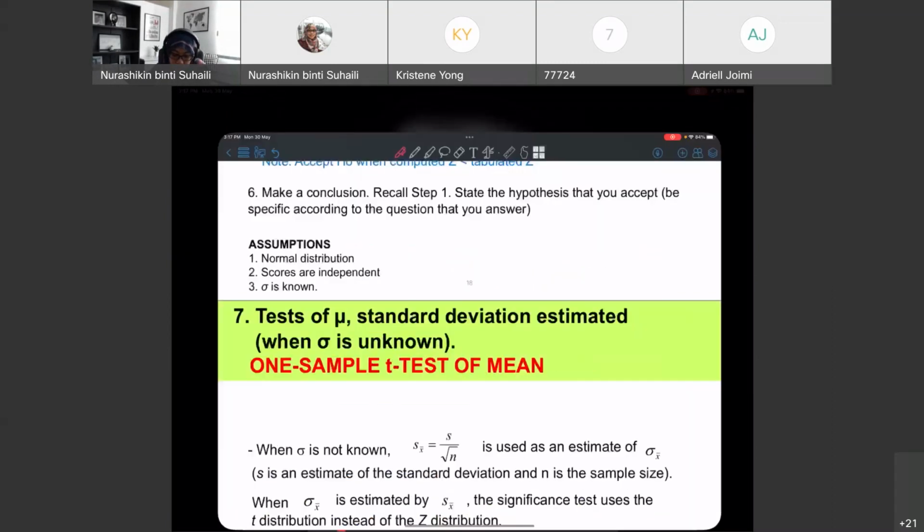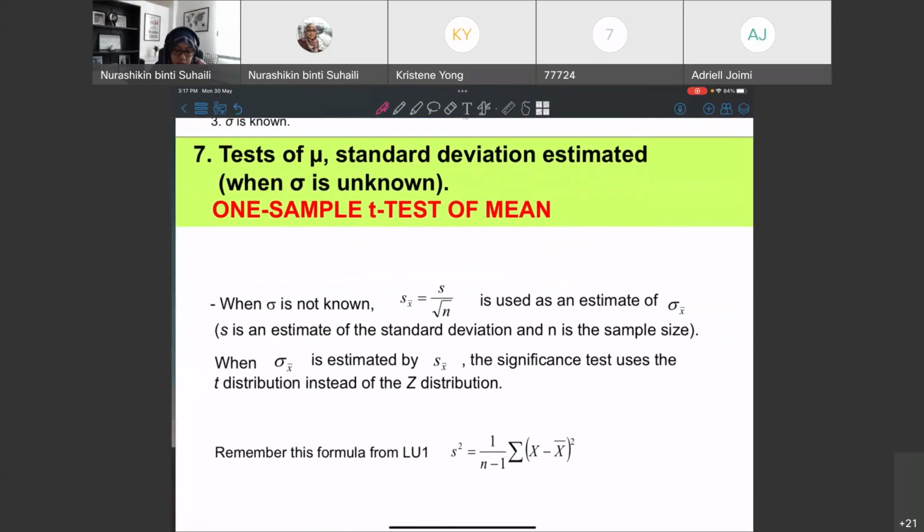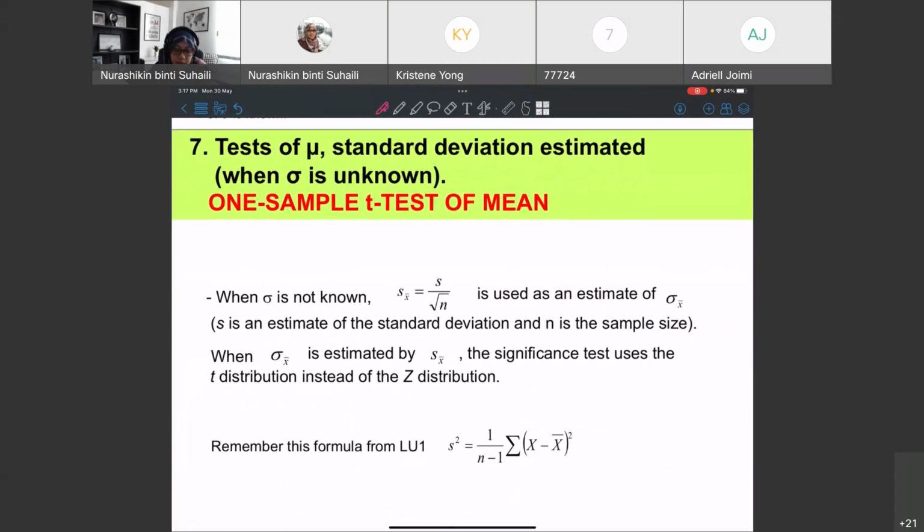For the second situation, I will continue without a break because I want to finish things earlier. The second situation is when the standard deviation of the population is unknown, when it is not given. So we don't use the Z test anymore, but we use the T test. That's the difference. And another thing you have to calculate is this; you have to use this formula.